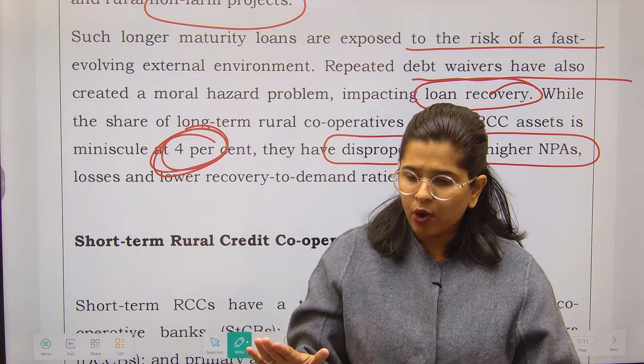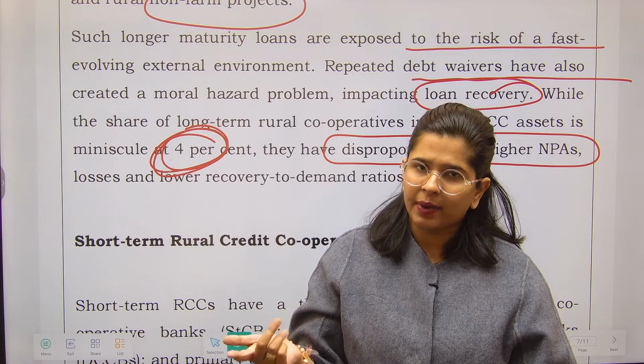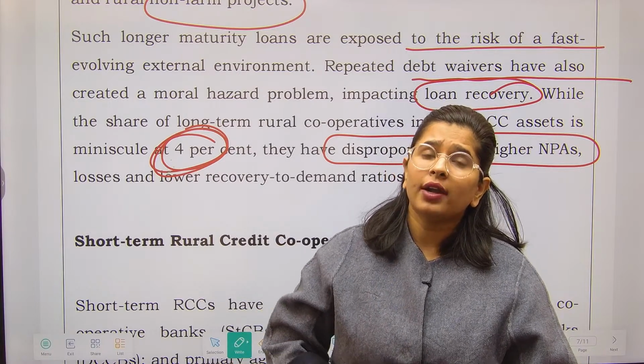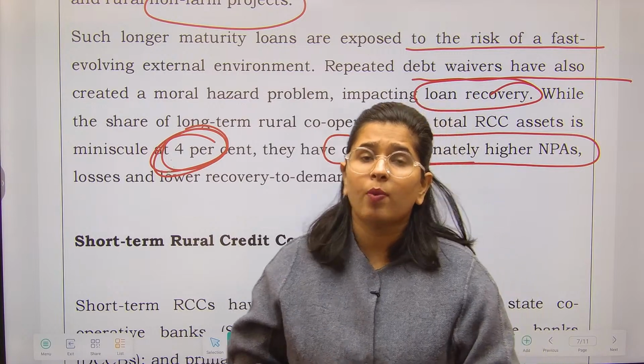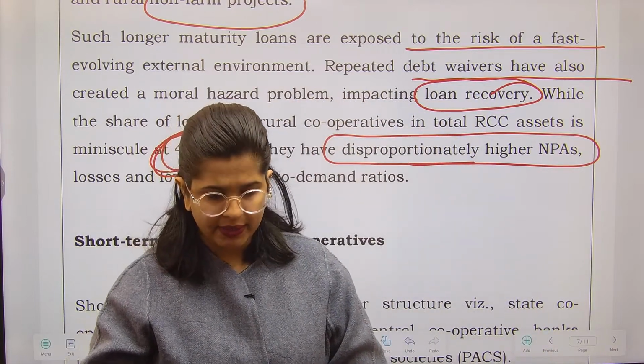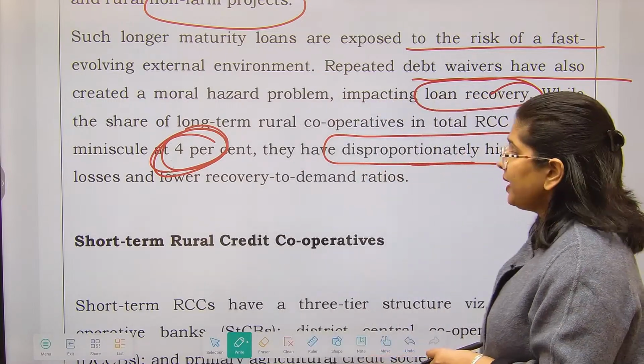ठीक है, long-term cooperatives के पास में just 4% ही है, but there is a lot more problem of NPAs when we talk about the long-term rural cooperatives as compared to the short-term cooperatives, right?